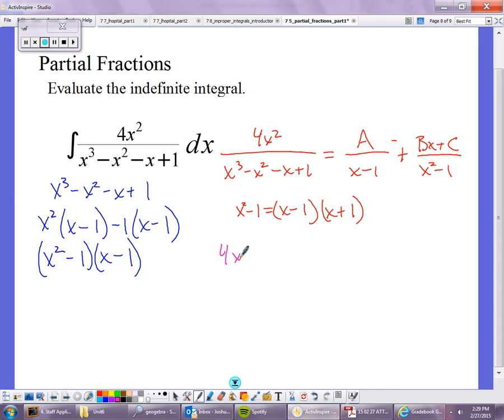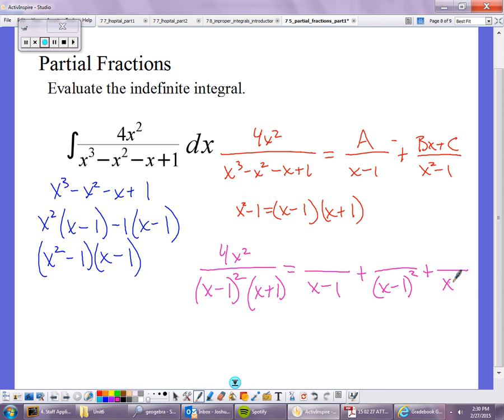So what I really want to do is say, what I've got is 4x squared over x minus 1 squared times x plus 1. So that means I've got something over x minus 1, something over x minus 1 squared. Remember how we deal with these linear factors. I'm just dealing with the x minus 1s right now. Repeated linear factors: we'll have the factor once, and then the factor twice, up to however many times the factor appears in the denominator. And then over here, I'm going to have something over x plus 1.